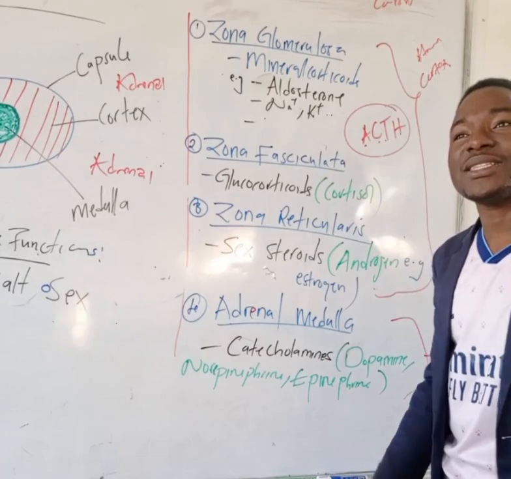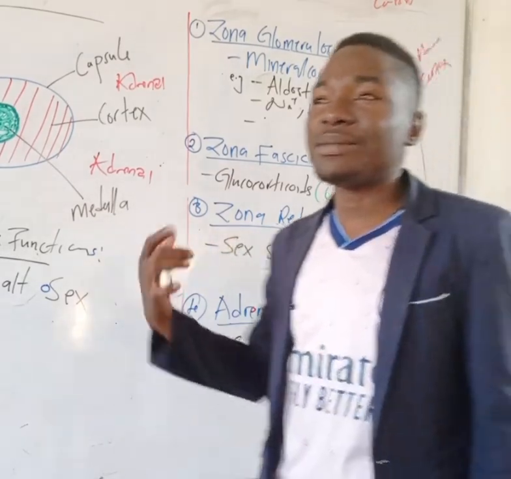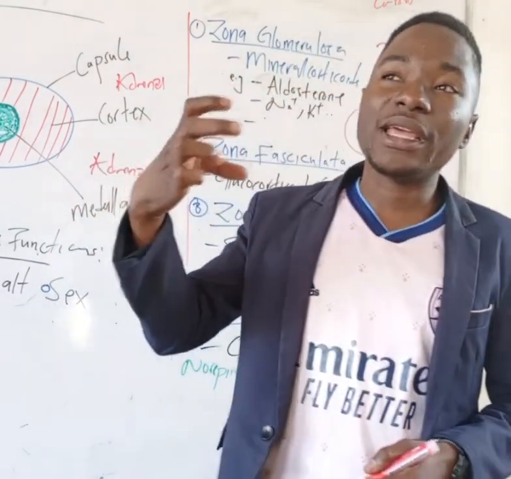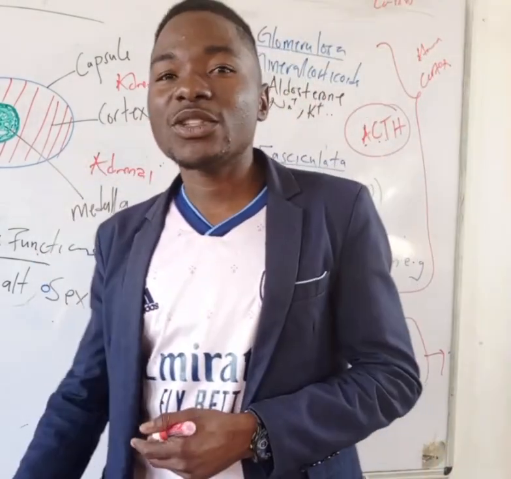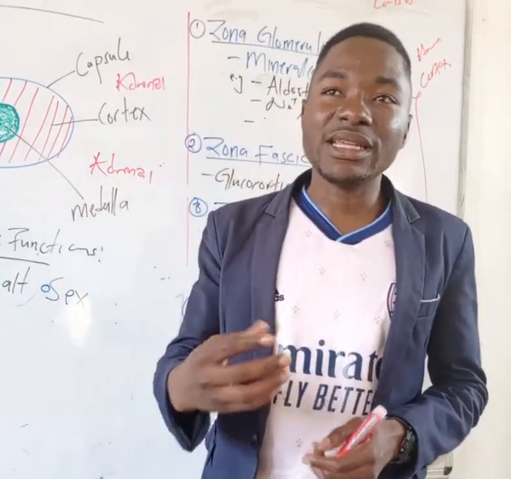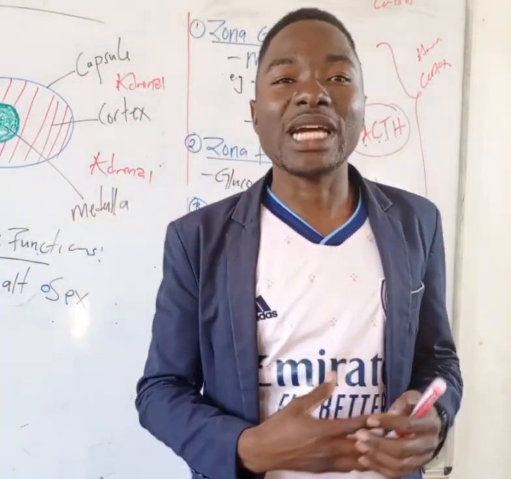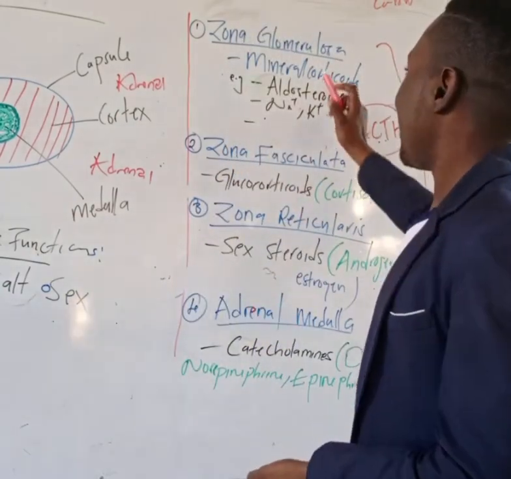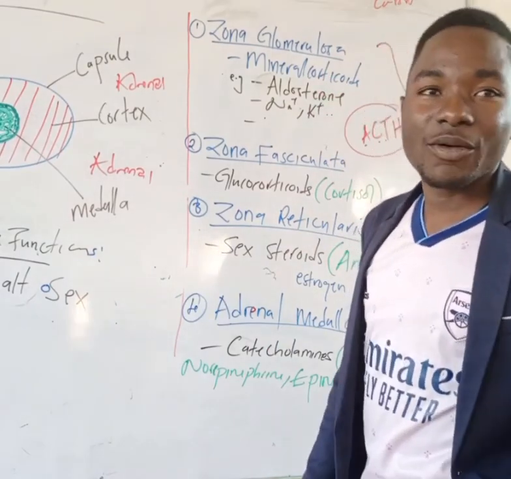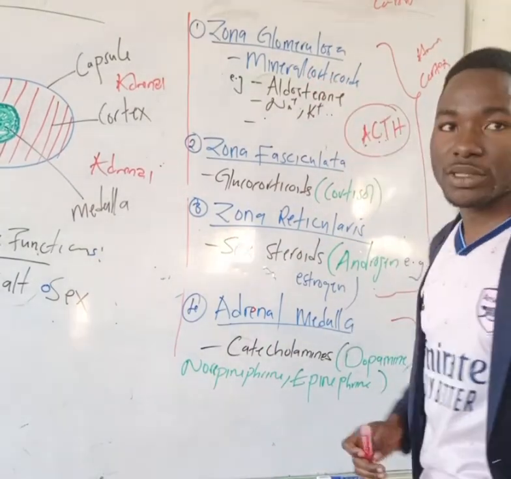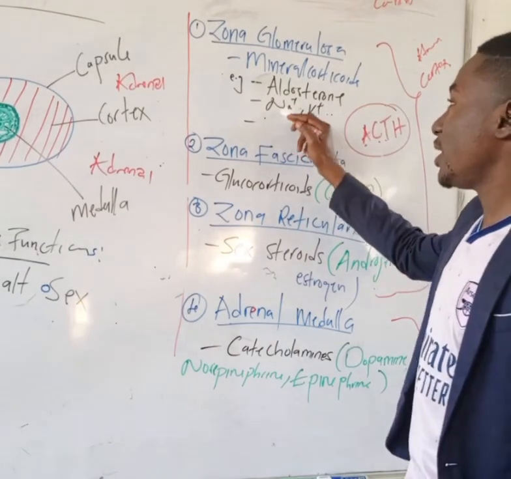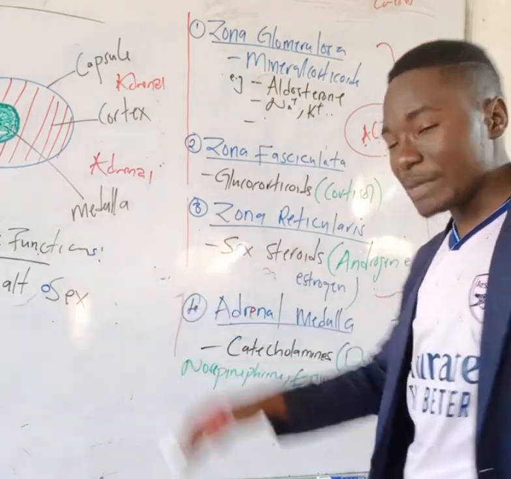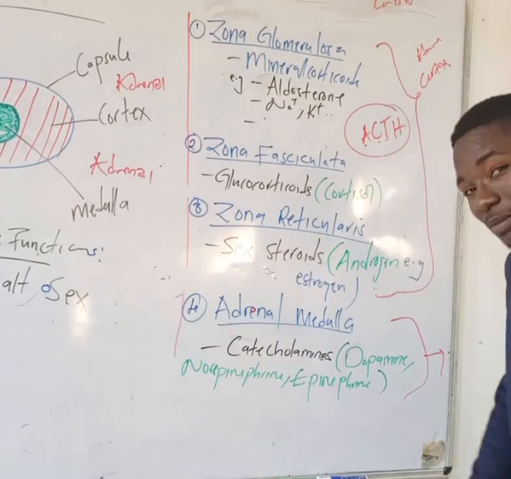So aldosterone, what does it do? Aldosterone binds on the receptors in the kidney tubules. And when it binds there, it increases the ENaC, epithelial sodium channels. When those epithelial channels are increased, they will absorb more sodium. As they are absorbing sodium, water will follow. Sorry. So it's a mineralocorticoid because it enhances the reabsorption of sodium. Then potassium, we'll get to know this as we go in depth. So that's all about the zona glomerulosa.